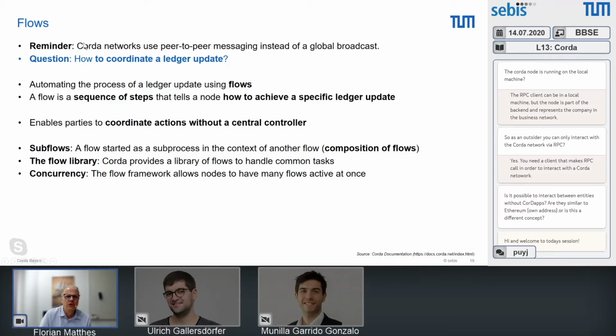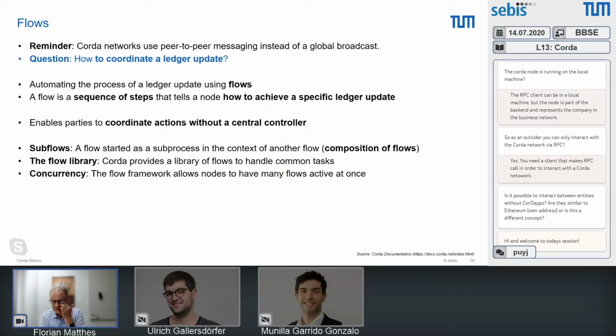So these flows are essentially mechanisms to coordinate the ledger update. Yeah, so you submit a flow, and a flow defines the sequence of steps that should be executed to achieve a ledger update. So a flow definition itself is not a program that is executed. It's not a sequence of Kotlin statements which are executed, but it's a sequence of definitions of steps that should be done on the ledger.